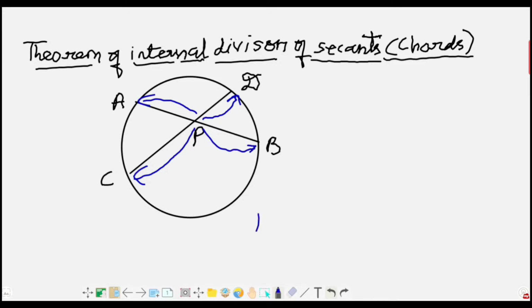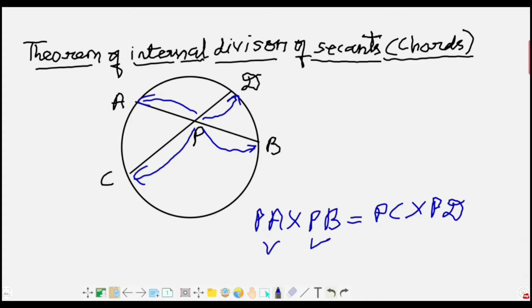So how can you write this property, students? PA into PB is equal to PC into PD. So if any three distances are given, you can find the unknown fourth. Suppose I am giving you PA, PB, PC, then by applying this property, you can calculate PD.